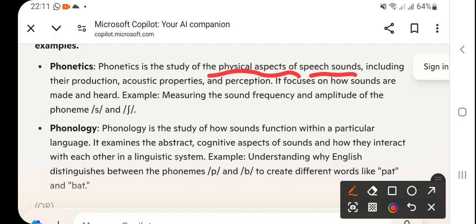How a word is created, right? It focuses on how sounds are made and heard, right? So how sounds are created or made, or how it is heard. Example, measuring the sound frequency and amplitude of the phonemes S and sh, right? So that is the study of phonetics, where sound frequency and amplitude in S is different from that in sh, right? So that's the study of phonetics.